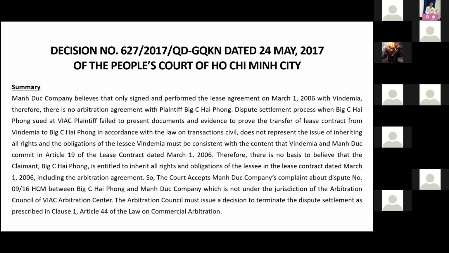So the court assessed this company's complaints about dispute number 9, 16 Ho Chi Minh between VC Haiphong and the company, which is not under the jurisdiction of the arbitration councils of various arbitration centers. The arbitration councils must issue a decision to terminate the dispute settlement as prescribed in Clause 1, Article 44 of the Law on Commercial Arbitration.